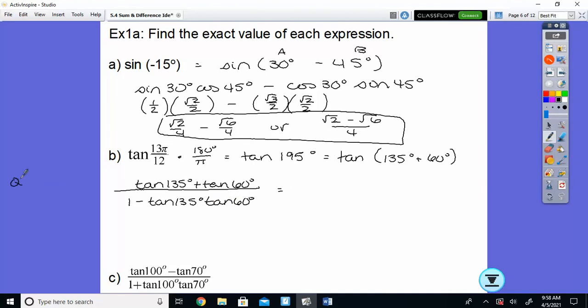135 is in what quadrant? Reference angle, 180 minus 135 is 45. In the second quadrant is tangent positive or negative? And tangent of 45, remember tangent is square root of the top over square root of the bottom. So radical 2 over radical 2 is 1. Plus tangent of 60 is radical 3, over 1 minus tangent of 135 is negative 1. Tangent of 60 is radical 3.